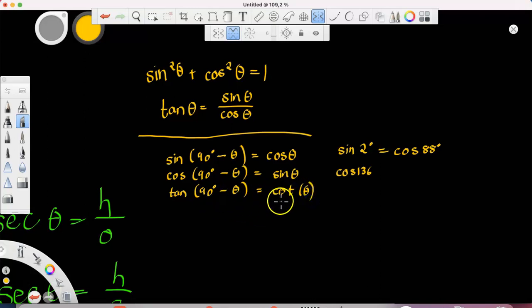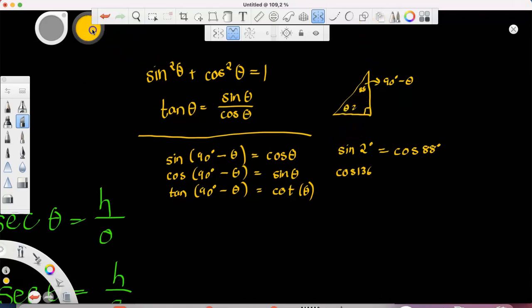The only reason I'm writing it down is that the reason they are co-ratios is because they make up the other angle in the triangle. So for example, if this is angle theta, that's 90 degrees, then that angle is 90 degrees minus theta. So if this is 2 degrees, then that is 88 degrees.